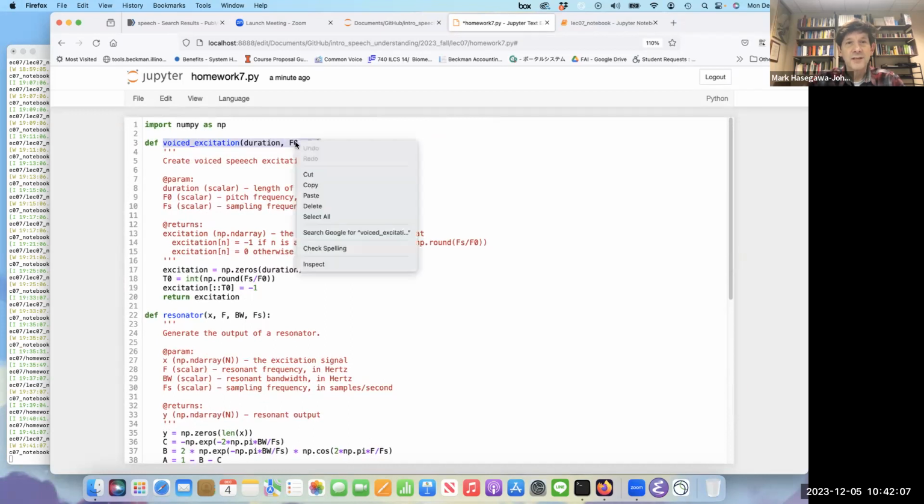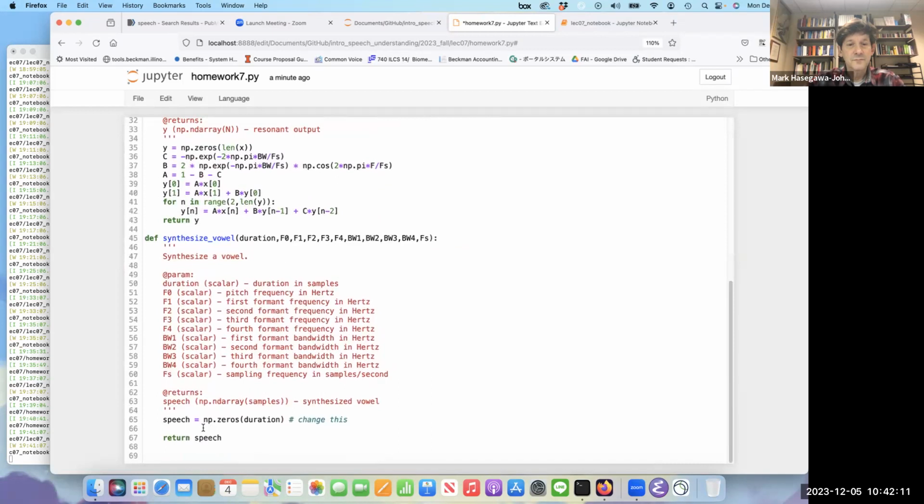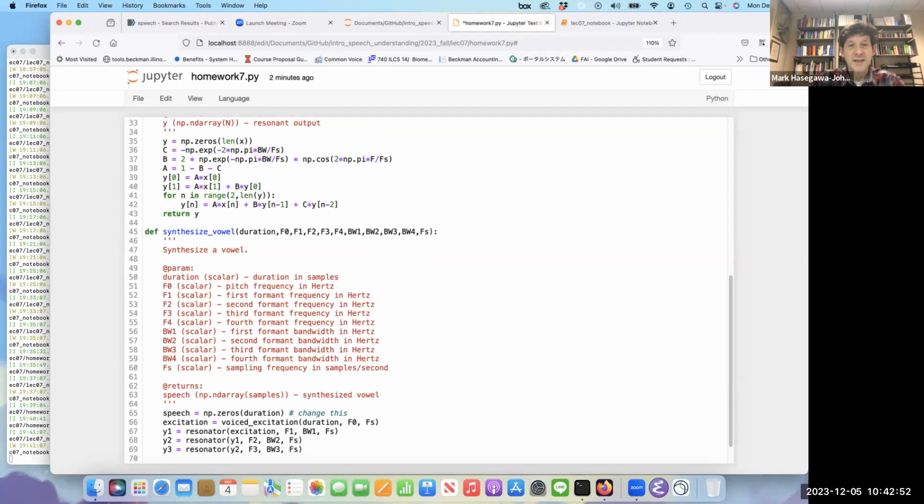So let's just copy and paste the excitation, with the specified duration, F0 and Fs. Then we'll take Y1 equal to resonator of the excitation with frequency F1, bandwidth BW1, and sampling frequency Fs. Y2 is equal to the resonator output when the input is Y1, and the frequencies are F2, BW2, and Fs. Y3 is the resonator when the input is Y2, and the frequencies are F3, BW3, and Fs. And then Y4 finally is the resonator when the input is Y3, and the frequencies are F4, BW4, and Fs.